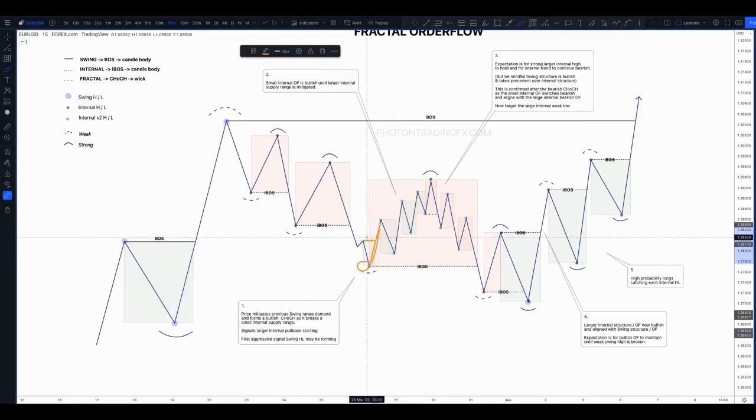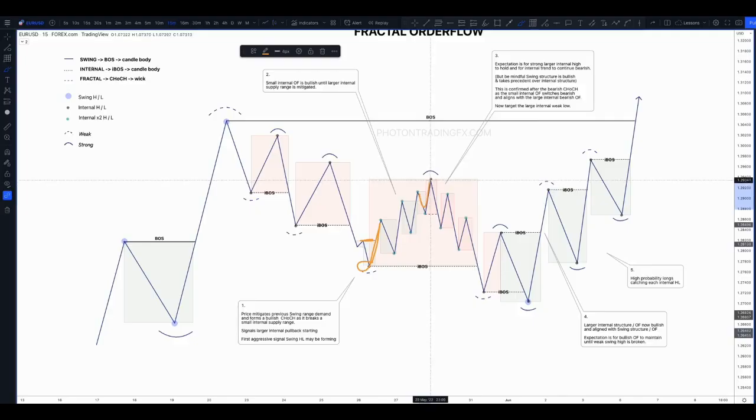Because that movement there, the break of whatever that is, whether it's a small internal high, so it would be an IBOS, or whether it's just a CHoCH because it's just a candle, it's the same thing. All that signals is that it's the pullback of this larger range, right? Because that's the larger internal structure, right?